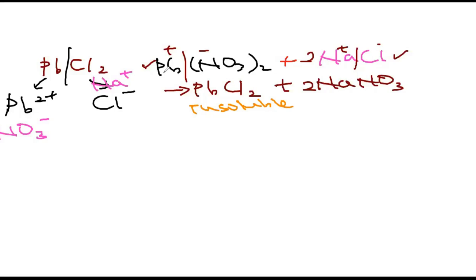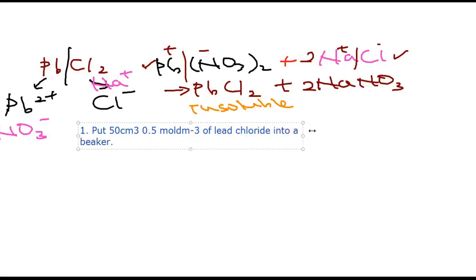Now we are going to talk about our procedure. What is the first step? Can I hear from Yong Shen? Step 1: 50 cm3 of 0.5 mol per dm3 of the lead chloride into the beaker. Just now you said put 50 cm3 of 0.5 mol per dm3 of lead chloride into a beaker. Is this what you mentioned just now, your friend? Yong Shen, please check, do you want to tell me lead chloride or lead nitrate? Lead nitrate, sorry teacher. Okay, I checked for you.